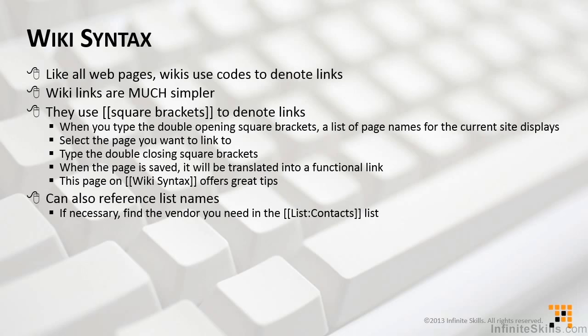If necessary, all you have to do is type the double brackets. When that list is displayed that shows you page names, at the very bottom it will also give you opportunities to go to a list or a view. If you click list, it will add the word list after your opening square brackets, and then display a list of all of the lists that are in the SharePoint site. So what we can see here is if we want to create a link that says, if necessary, find the vendor you need in the contacts list, then we would type it this way. Contacts is the name of a list in our SharePoint site. When the page is saved, this becomes a link to the actual contact list. And as I said, you can also do this for specific views of lists.